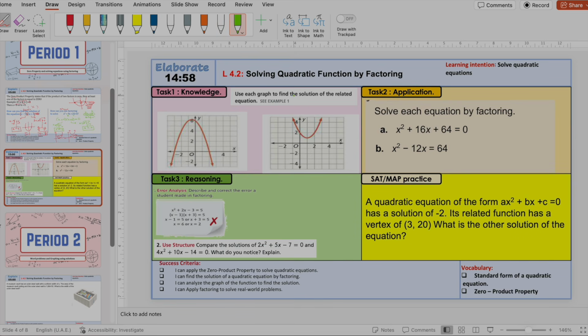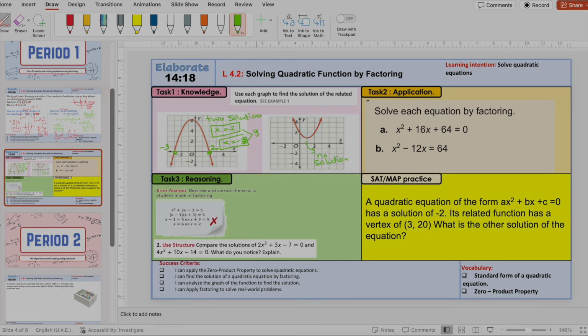Here, use each graph to find the solution of the related equation. As you can see, here I don't have the graph crossing the x-axis at all. So basically, there is no solution, no zeros, no x-intercepts. They want the solutions. The solutions are x-intercepts. There is no x-intercept, so there is no solution. Here I have an x-intercept at 2 and an x-intercept at negative 3. So I have two x-intercepts, two solutions. Where are they? At x equals 2 and at x equals negative 3.